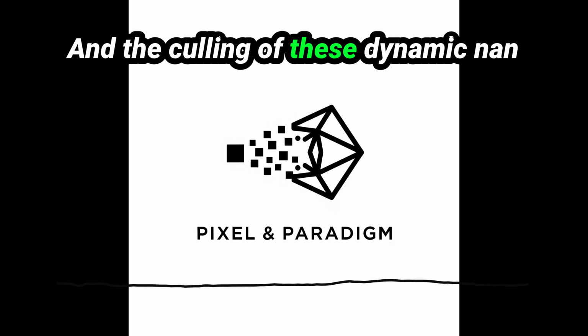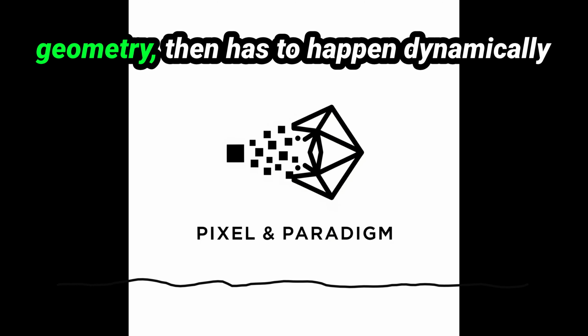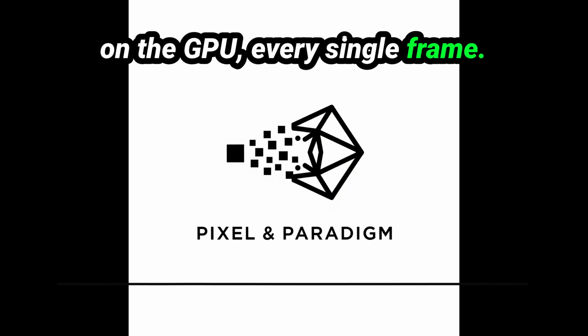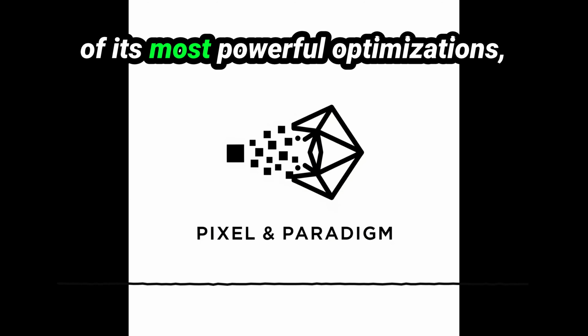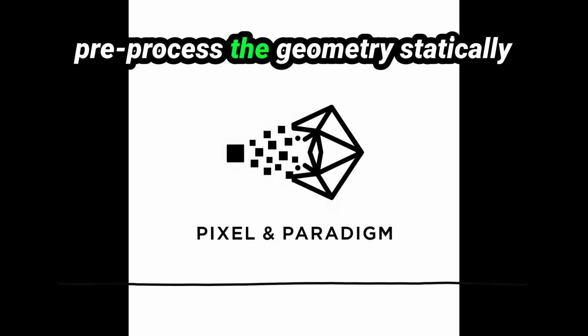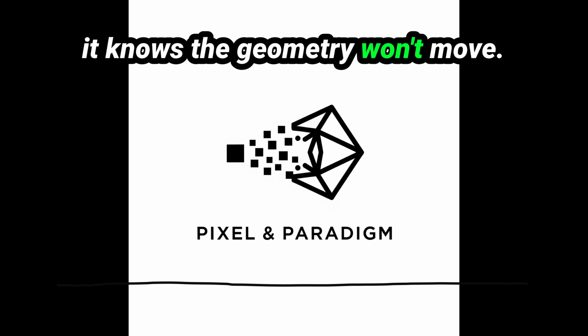And the culling of these dynamic Nanite clusters, figuring out which ones are off-screen or fully occluded by other geometry, then has to happen dynamically on the GPU every single frame. This dynamic treatment inherently prevents Nanite from fully utilizing some of its most powerful optimizations, which rely on being able to analyze and preprocess the geometry statically during import or level load time when it knows the geometry won't move.